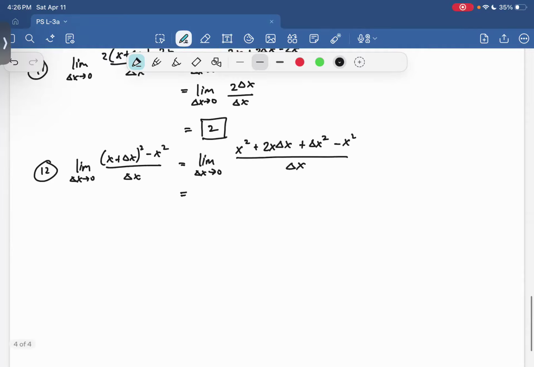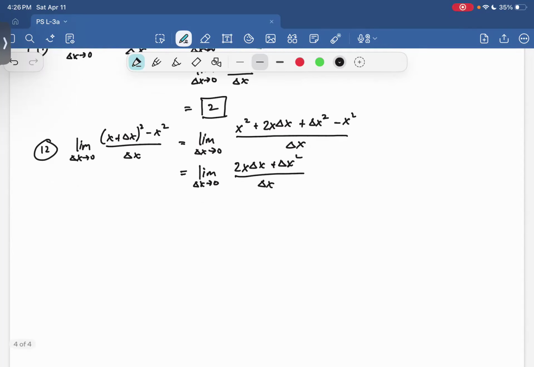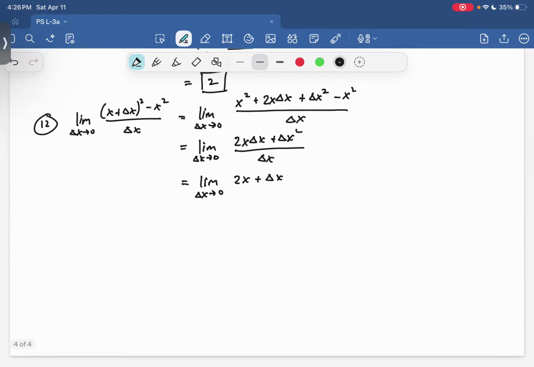So the x squareds cancel out in the numerator, which means we're left with 2x delta x plus delta x squared over delta x. And now we can divide both of the terms in the numerator by delta x, which leaves us with 2x plus delta x. And now we can directly plug in. As delta x approaches 0, this whole thing is going to approach 2x. That's the answer.